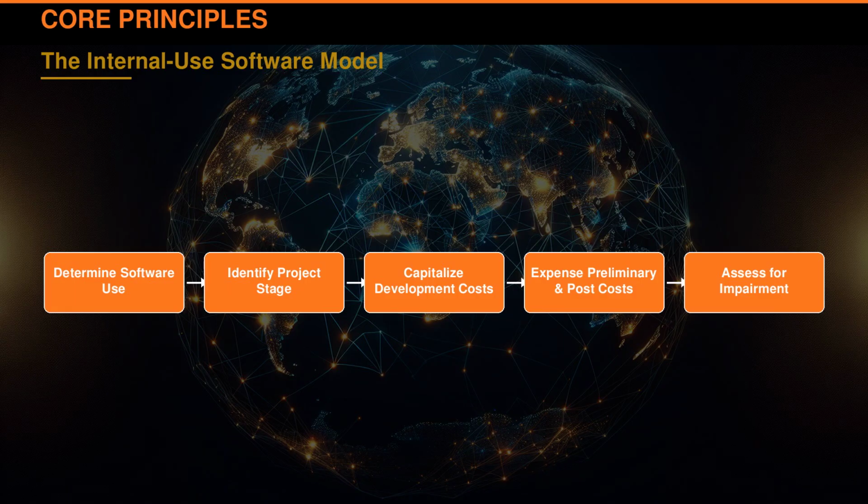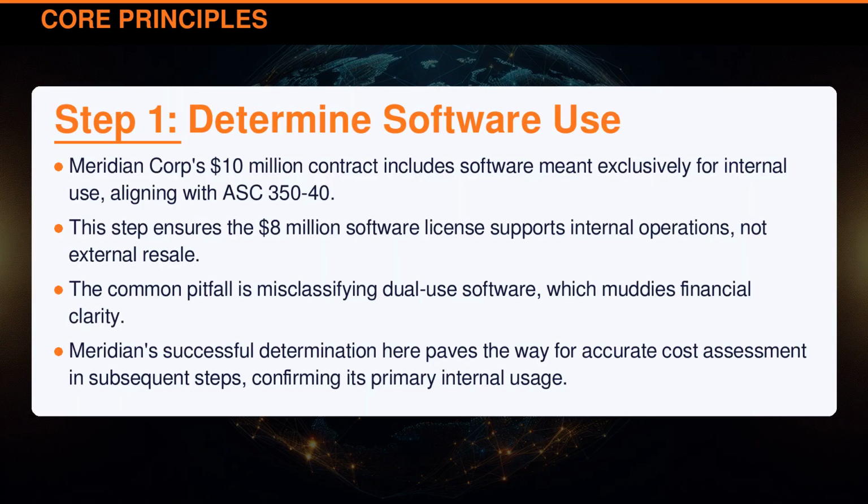Meridian Corporation's $10 million contract includes software meant exclusively for internal use, aligning with ASC 350-40. This step ensures the $8 million software license supports internal operations, not external resale. The common pitfall is misclassifying dual-use software, which muddies financial clarity.